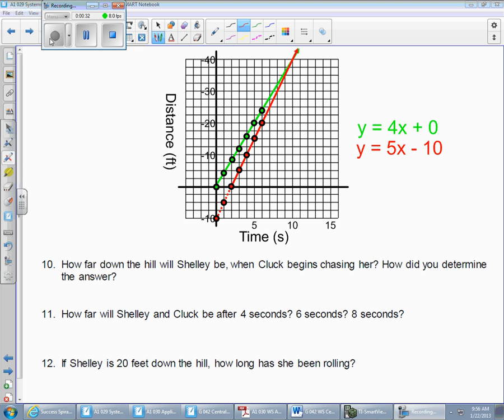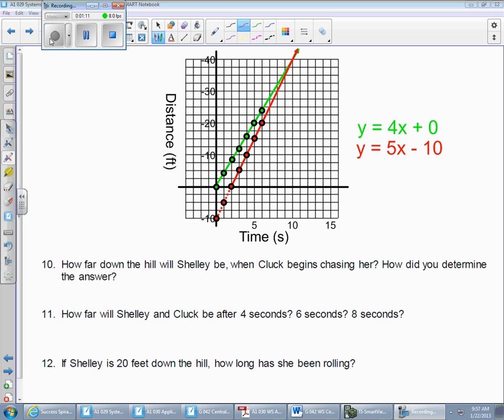Got a little basic graph going on here. On Friday, we were able to discover, using the charts, some equations that went along with Cluck and Shelley. Shelley is the green line, the egg that starts rolling down the hill, and Cluck, the mother, is the red line. Remember from Friday that it took 2 seconds for Cluck to notice that Shelley was rolling down the hill before Cluck got started running, which is how come her distance starts off at 0 after 2 seconds have gone by in the graph. Okay, let's see if we can answer some of these questions.